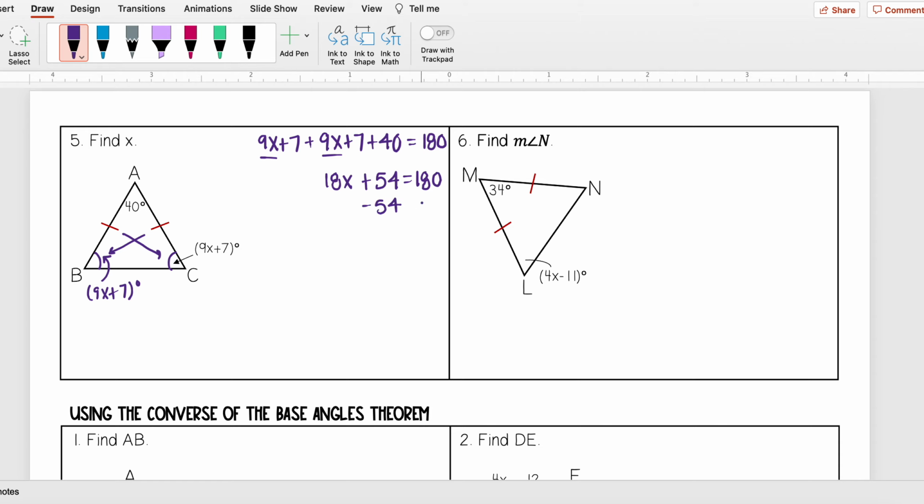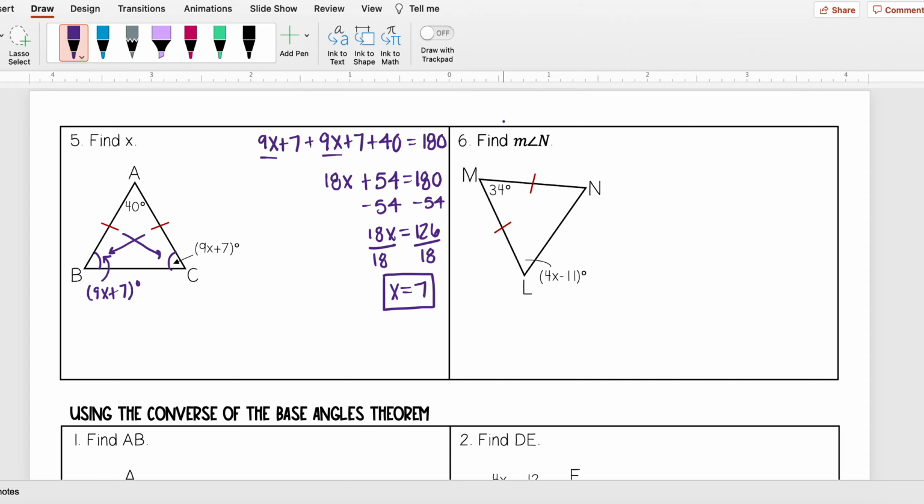Subtract 54 from both sides, and I get that 18x is equal to 126. And then divide both sides by 18. And I get that x is equal to 7. So here it's okay if you get a problem like this, just remember again your theorem here, and then you can always use a triangle sum theorem after that.